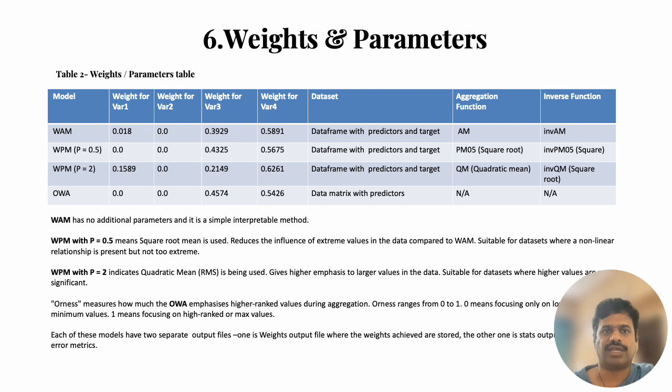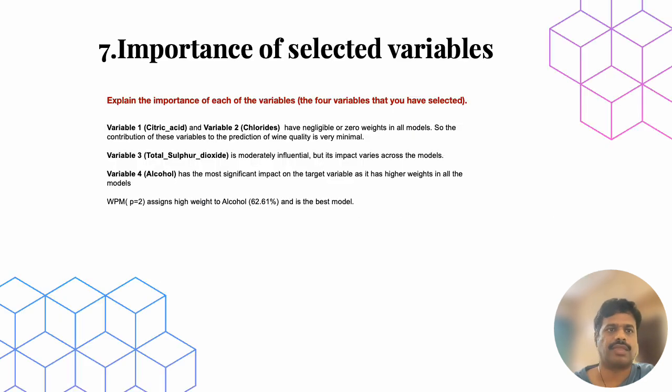Different data sets use different aggregation functions and inverse functions. So, the importance of the selected variables: based on the data that we have, alcohol has the highest significant impact on the target variable, and total sulfur dioxide has a moderate influence on the quality of the wine. The remaining two variables, citric acid and chlorides, have very negligible or minimal impact on the quality of the wine.